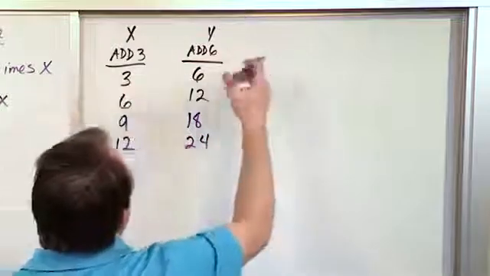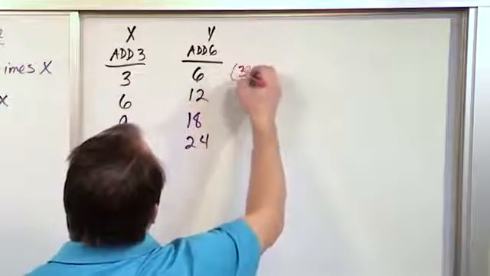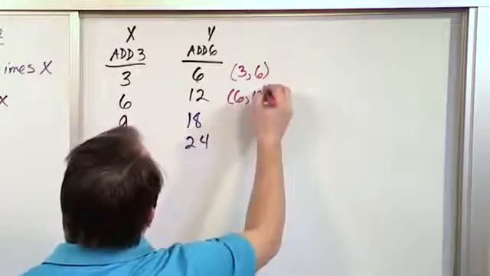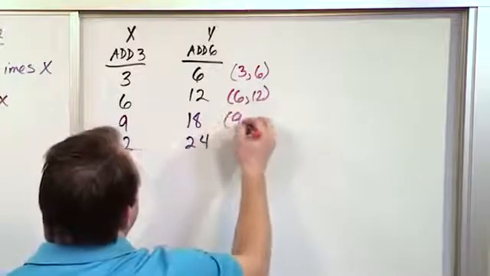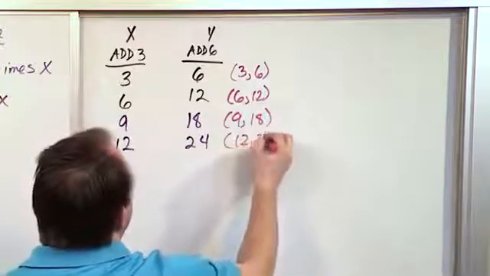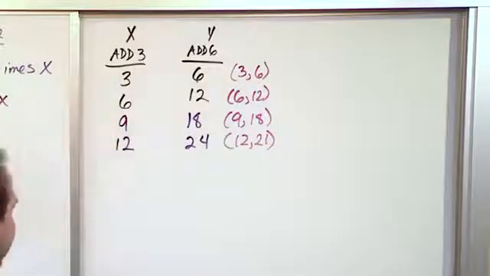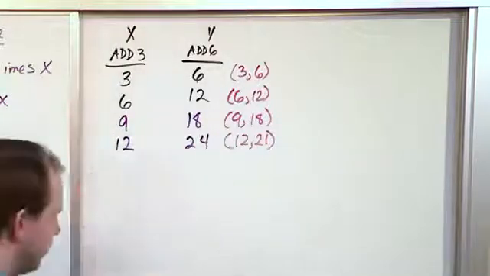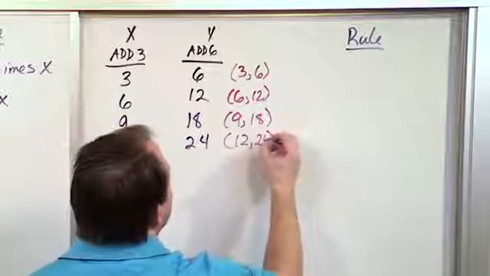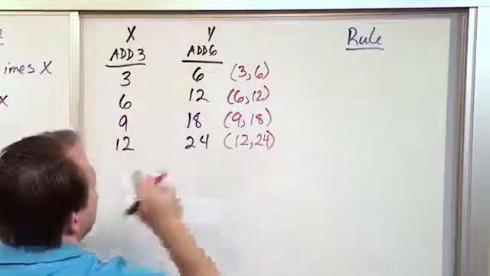So if I'm reading across, the ordered pair here is going to be 3, 6. The ordered pair here is going to be 6, 12. The ordered pair here is going to be 9, 18. The ordered pair here is going to be 12, and 21. Those are the 4 ordered pairs, and it's just basically copying the table over. And right here, of course, this is not 21, this should be 24. I just copied it wrong whenever I wrote it over there.